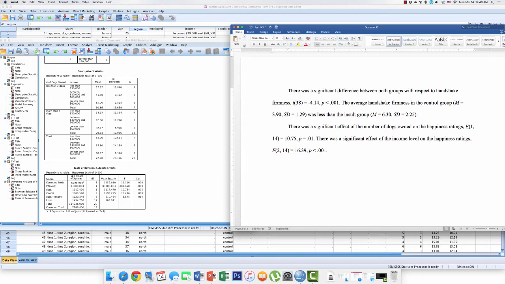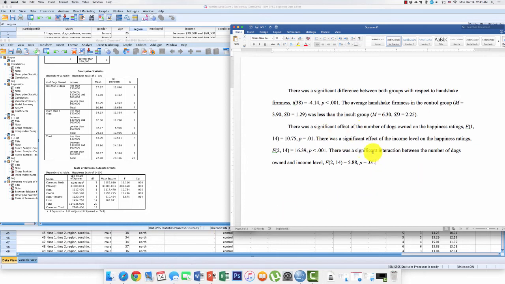So we reported the second main effect, now we're going to report the interaction. There was a significant interaction between the number of dogs owned and income level. Then we're going to report our F. For the interaction, it's 2 again. And we see our interaction, it's 5.88. And the P is equal to 0.01.